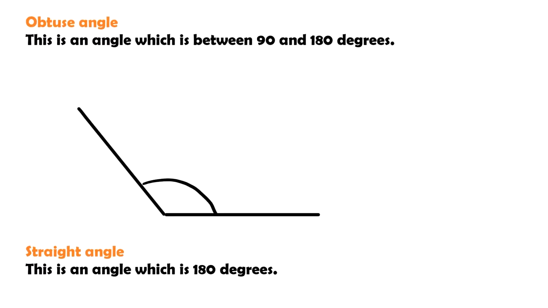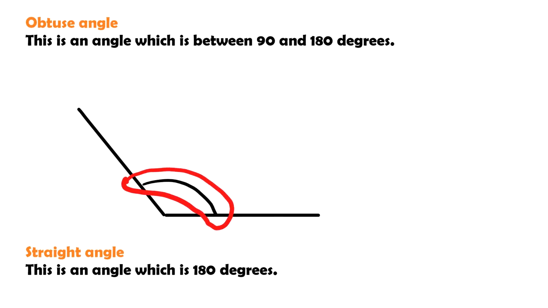The next one we're looking at is an obtuse angle. This is an angle between 90 and 180 degrees. And as you see, the little curved line is a little bit longer. It goes past the 90 degrees and back over.